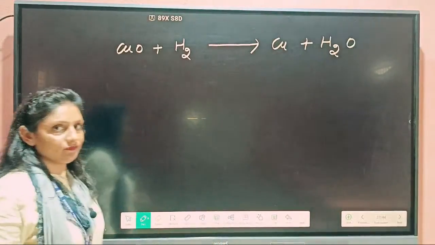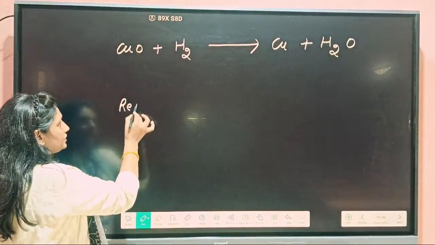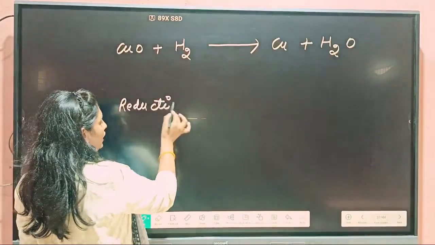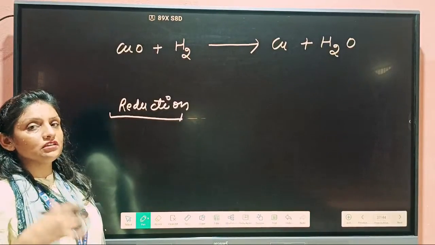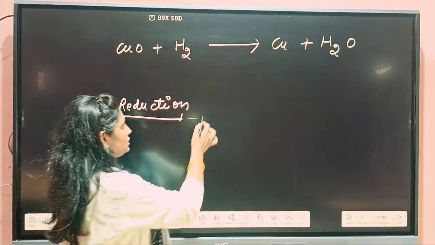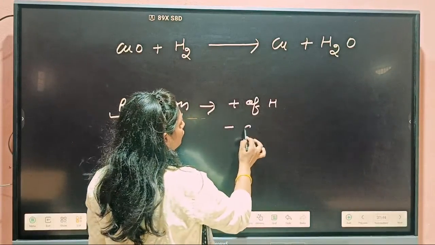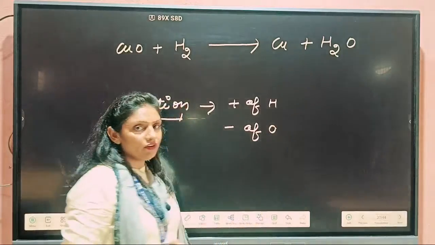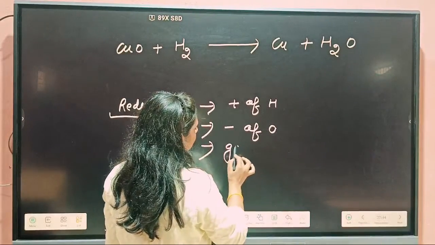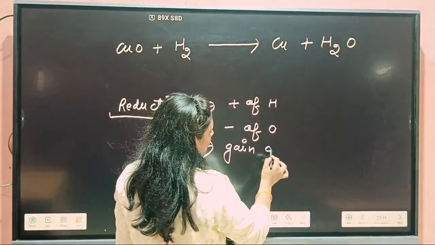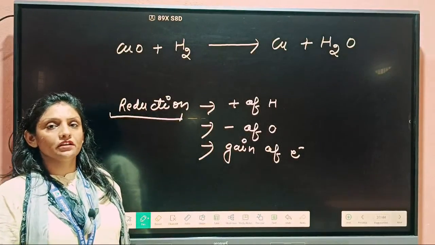Students, here you can see, if only reduction takes place in a reaction, then it is known as reduction process. Reduction process is that in which either addition of hydrogen takes place or removal of oxygen takes place. Or students, we can take one more definition in terms of electron. The process in which gain of electron takes place, that is also known as reduction.